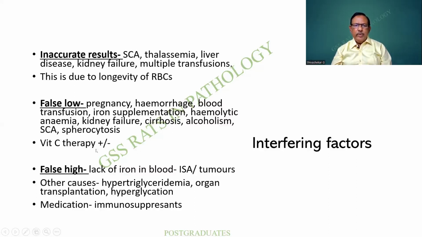Vitamin C therapy also can increase or decrease the values. False high values you people can get whenever there is a lack of iron and whenever there is some tumor present. Other causes can be hypertriglyceridemia, transplantation, hyperglycation, and medications such as immunosuppressants can also lead to false high values. So these are the interfering factors. You people will have to write all this.